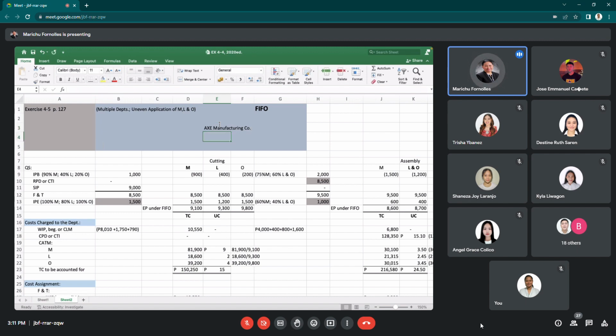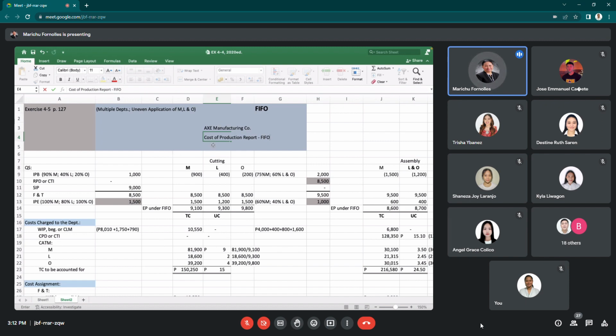Then on the second line at the center will be the name of the report, which summarizes the cost incurred by cutting and assembly department. So I will write here cost of production report, hyphen. Then I will indicate the method used in process costing. So for this exercise 4-5, we are using first in, first out method.